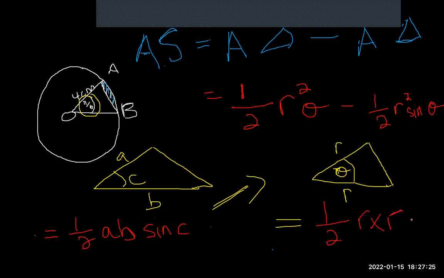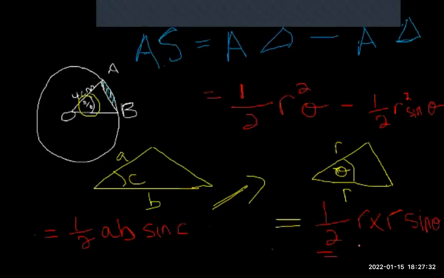Half r times r sine theta. But we know that r times r is r squared. Hence, the equation: a half r squared sine theta. That's how they got this. Everybody good with that?